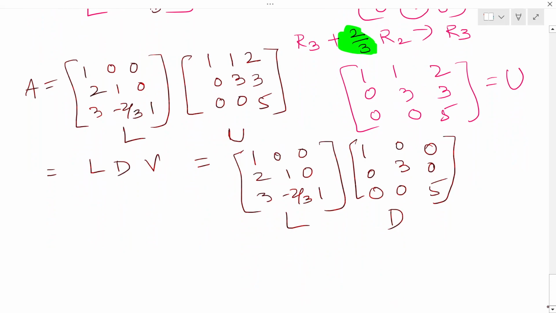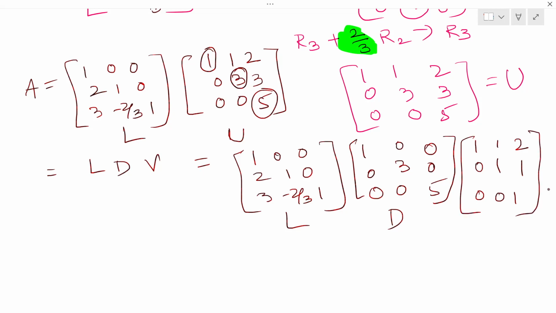Now while writing V, what should I do? 1, 1, 1, 0, 0, 0. This much is common. Now what will I do? The first row is divided by 1. This is the first pivot. Every row should be divided by the corresponding pivot. This row and this row will be divided by 5. So how much is it? The first row is divided by 1, it remains as it is. The second row is divided by 3, it is 1. The third row is divided by 5, it is 1. Okay, LDV.